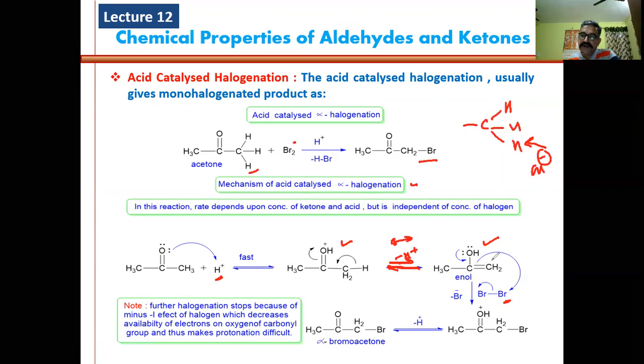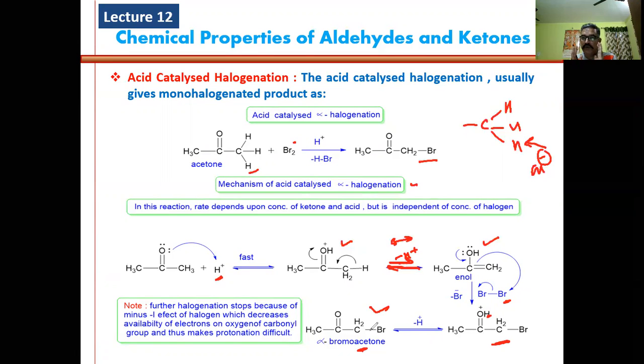When the enol form returns back to the keto form, what happens? CH2 negative is formed. CH2 negative will attack the halogen, the positive pole of bromine, and we get the monohalogenated product. In the next step it will lose H positive and we get the final monohalogenated product.